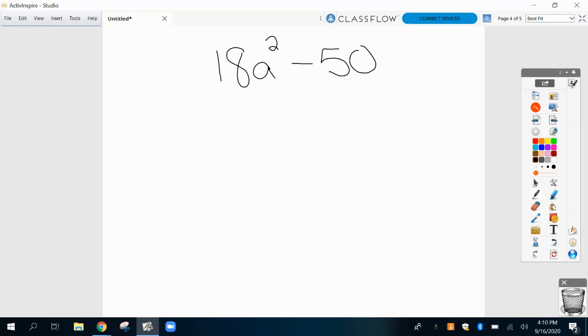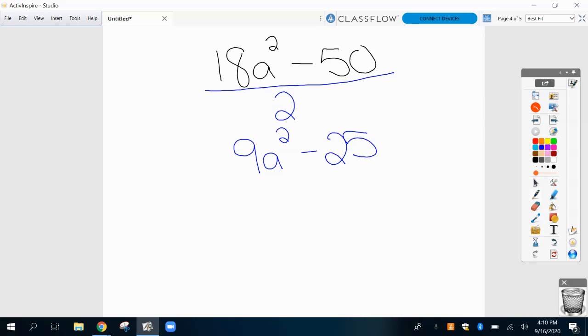Okay, but again, our first step is always to check and see if there's a GCF, right? This does have a GCF. What goes into 18 will also go into 50. That's a 2, so we can factor out a 2. We factor that 2 out, and it will leave us with 9a squared minus 25.